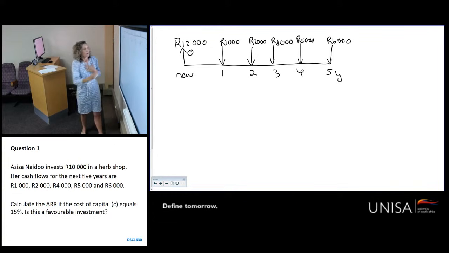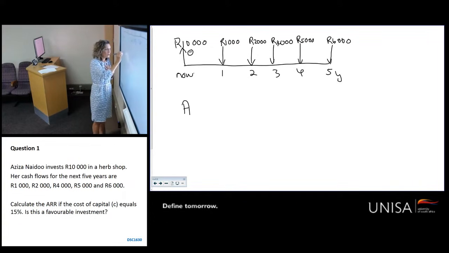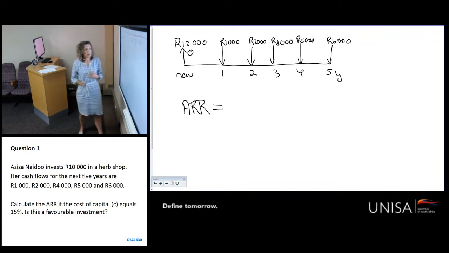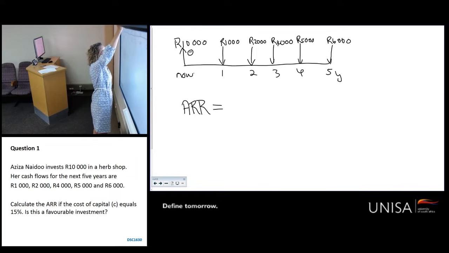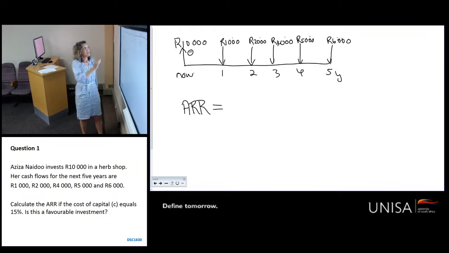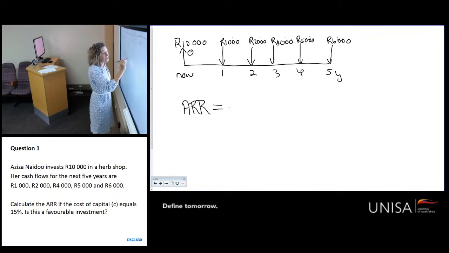Right. What do we know that we want to calculate? It's given to us, ARR. Now, what is the ARR? We get the average of all our inflows, which is the 1,000, 2,000, 4,000, 5,000, and 6,000. The average of that divided by the 10,000. So we know at the bottom, we've got our 10,000.